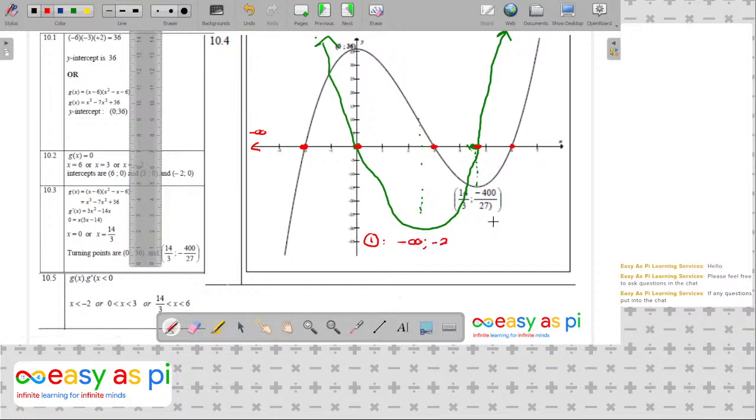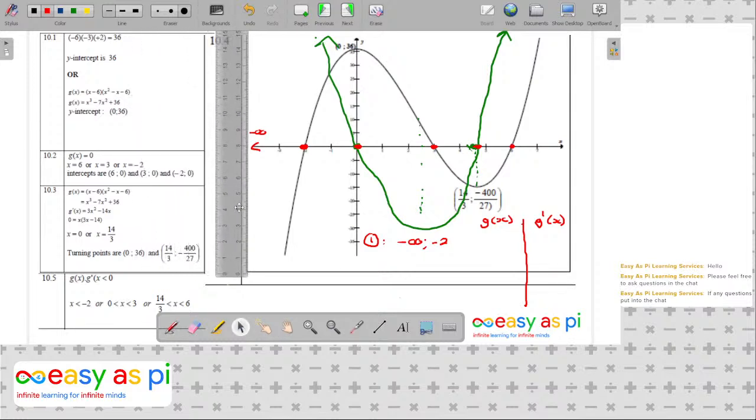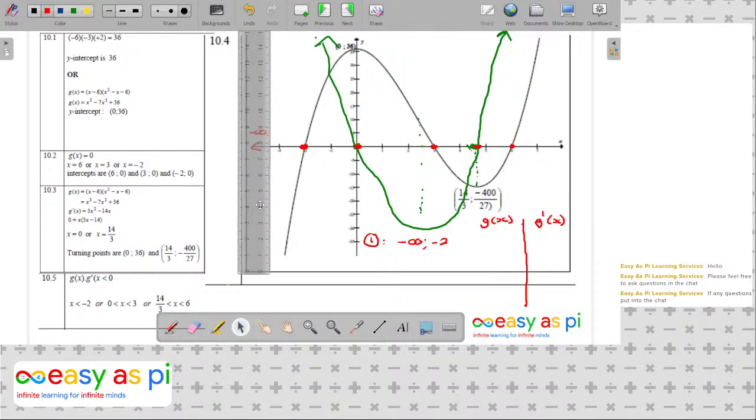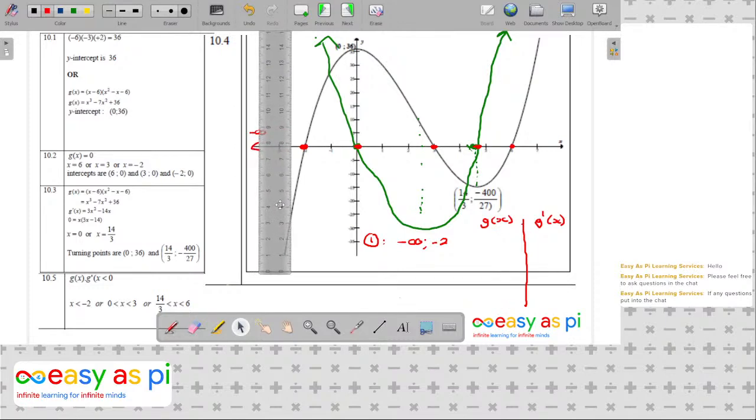Okay. Now, what I'm going to do is I'm going to write g of x here. And then I'm going to write g dashed of x here. And then I'm going to need a ruler. Now, what I'm going to do is I'm going to take this ruler and I'm going to look at the values of g of x and g dashed of x.